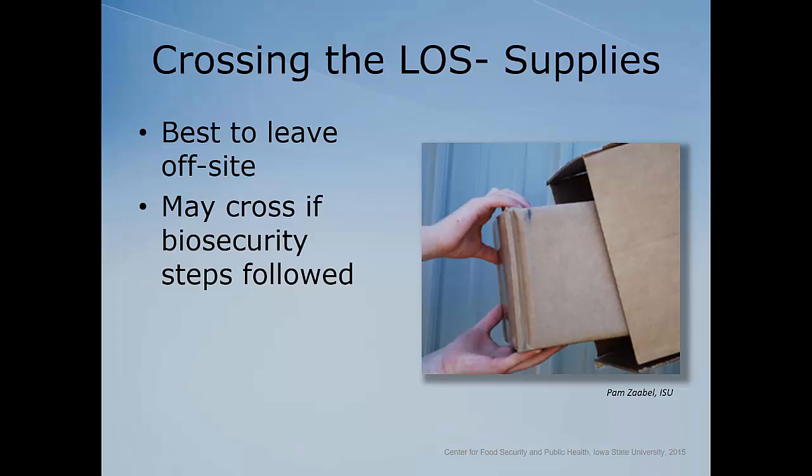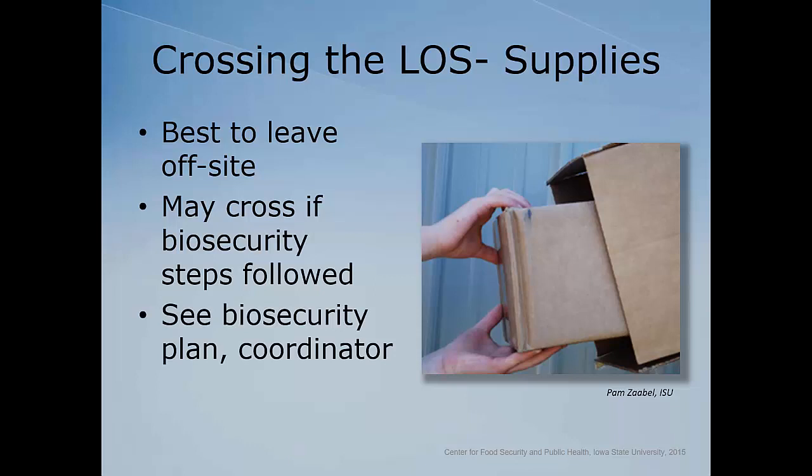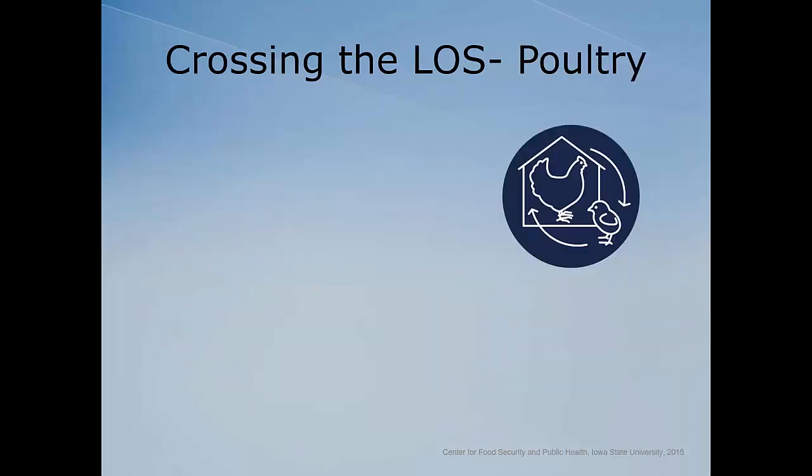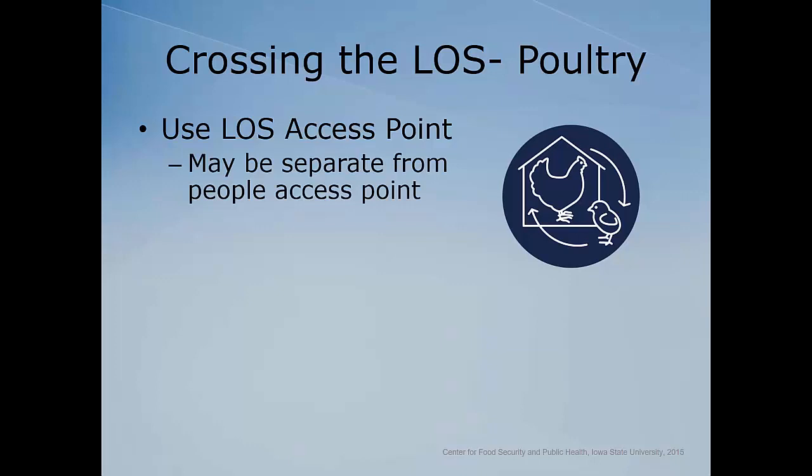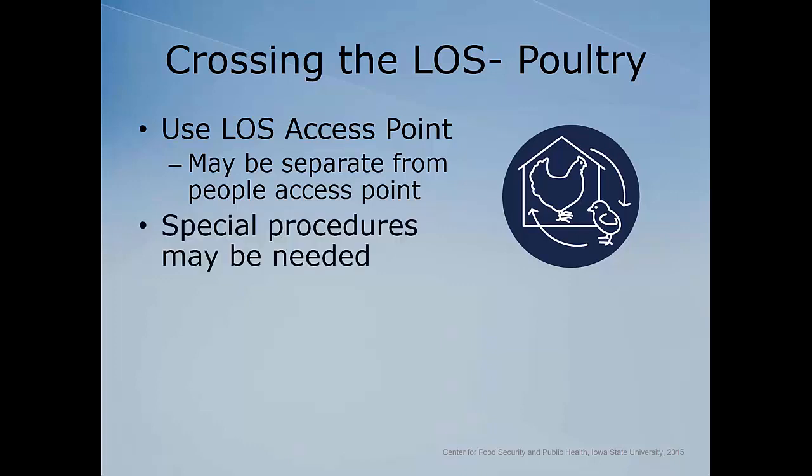For more guidance on what items are allowed to cross the LOS and how, see the site's biosecurity plan or ask the biosecurity coordinator. Movement of poultry across the LOS should be done through an established LOS access point. In some facilities, the people LOS access point and the poultry LOS access point are the same. For others, especially shower-in, shower-out houses, the LOS access point for poultry is separate from the LOS access point for people. Sometimes, poultry movement may require special procedures that are different from how things normally cross the LOS.